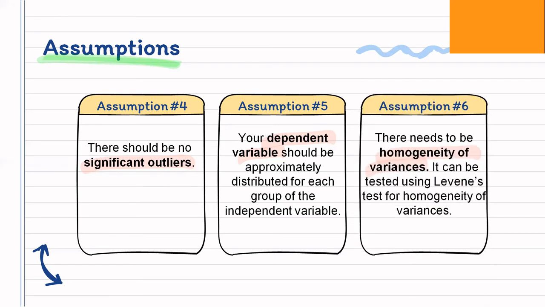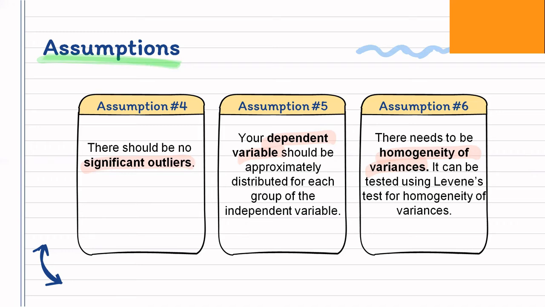And the last assumption is that there needs to be homogeneity of variances. You can test this assumption in SPSS Statistics using Levene's test for homogeneity of variances. Now you can check assumptions number 4, 5, and 6 using SPSS Statistics. Before doing this, you should make sure that your data meets assumptions number 1, 2, and 3, although you don't need SPSS Statistics to do this.